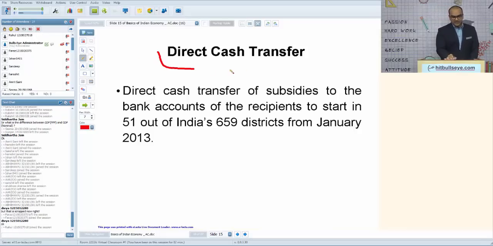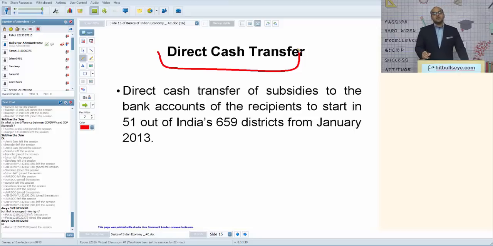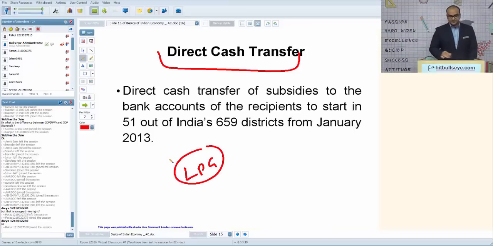Now this is an interesting and very important scheme that has been launched by the government in 2013. That is direct cash transfer or direct benefits transfer. I'm sure most of you are already familiar with it because we've already started getting LPG subsidies under this particular scheme. What the government used to do earlier, let us say in case of LPG, we would buy LPG from certain shops at the subsidized price. So let us say the market price of an LPG cylinder used to be 600 bucks.